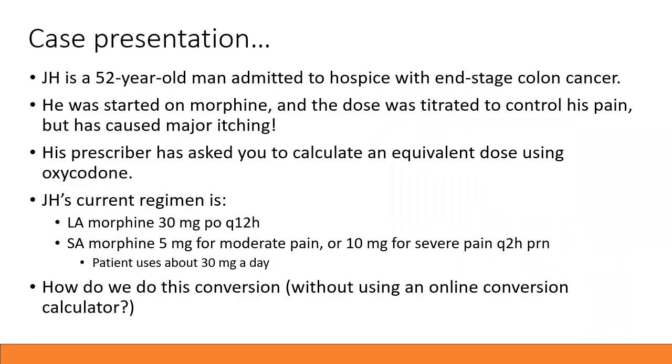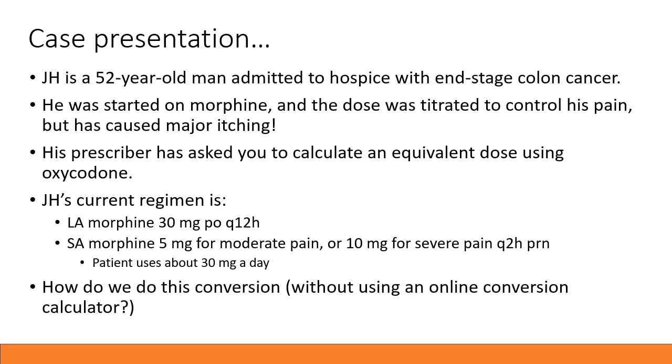So, of course, we're going to start with a case. We have a 52-year-old man admitted to hospice with end-stage colon cancer. He was started on morphine and the dose was titrated until he was comfortable, which we achieved, but now the morphine has caused major itching. This is likely due to a histamine effect, so it's probably best to switch to a different opioid that's less likely to cause the itching. So in that line of thought, his prescribers asked you to calculate an equivalent dose using oxycodone.